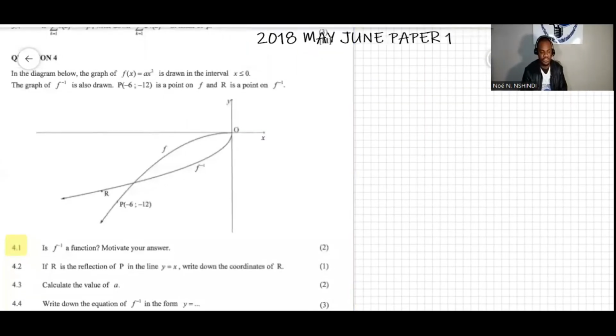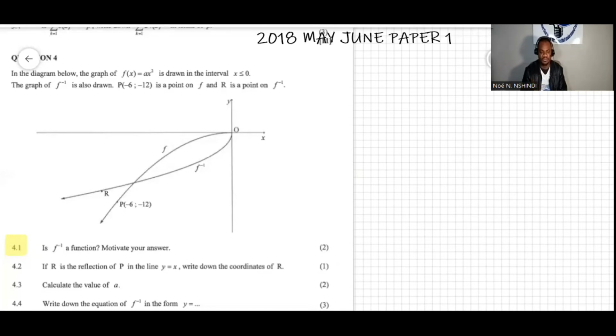Well, we have another question here. The question says in the diagram below, the graph of f(x) = ax^2 is drawn in the interval x ≤ 0. The graph of f^-1 is also drawn, and P(-6, -12) is a point on f, and R is a point on f^-1. Question 4.1 says, is f^-1 a function?